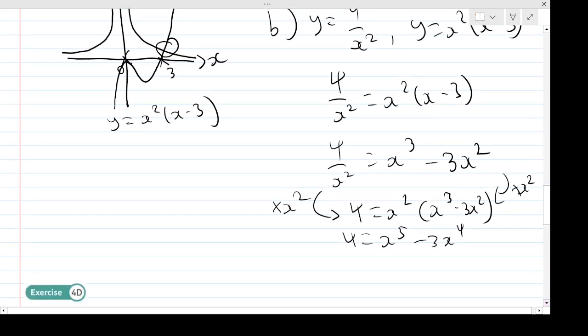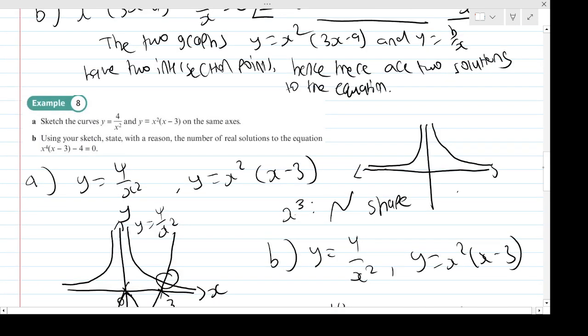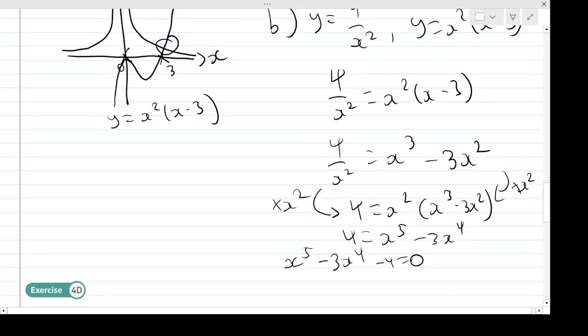Then lastly, if I move the 4 to make it equal 0, I get x to the 5 minus 3x to the 4 minus 4 equals 0. Okay, let's compare the equation. We got our minus 4, but I noticed this is still not factorized. There's no x to the 5. Let's see if I can factorize this part here, these x's.